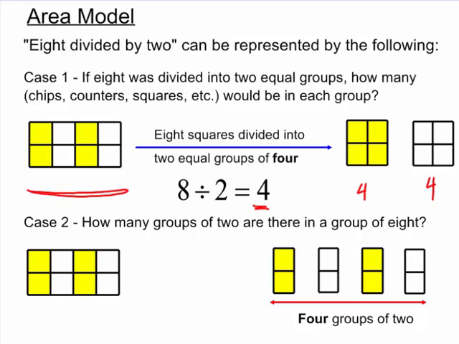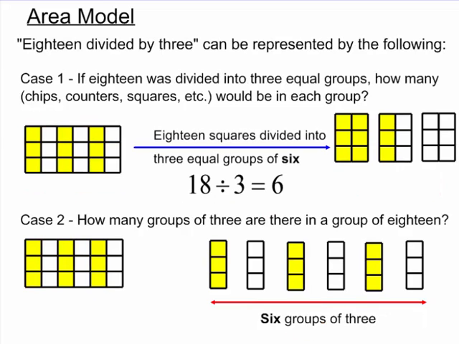So if we look at case two, how many groups of 2 are there in a group of 8? So if I take my group of 8 and I look at how many groups of 2 there are, you can see right here that there are actually 4 groups of 2. So regardless of whether I interpreted the problem as case one or case two, I still end up with the same answer of 4. So let's see if it works for all numbers.